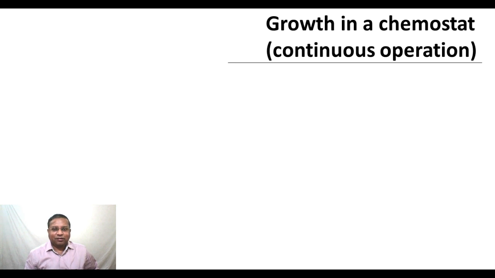In this lecture number 12, let us continue module 3, which is on analysis of the common bioreactor operation modes. In the earlier lecture we saw the batch mode. In this lecture we will see the continuous mode. As mentioned earlier, the continuous stirred tank bioreactor is also called the chemostat, a very common term used for it. So we will look at growth in a chemostat.